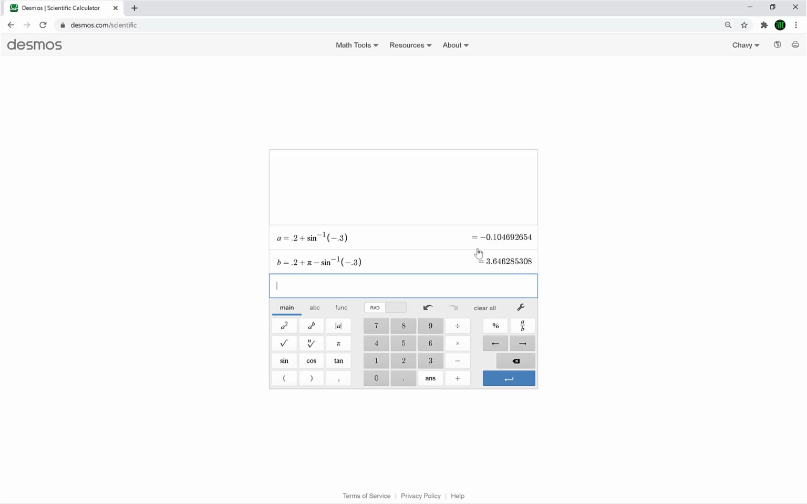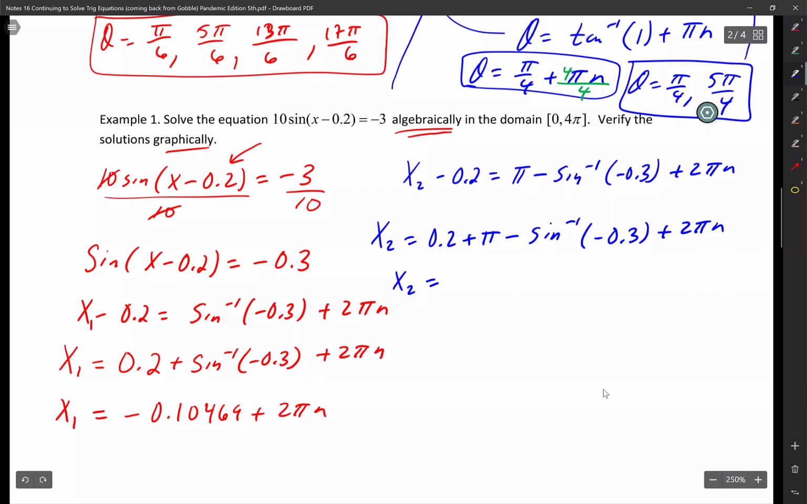All right, let's go back to this guy. So 3.64628. Did I get it right? Plus 2 pi n. So there it is. Those are my general solutions. I want all the answers between 0 and 4 pi. If you don't know what 4 pi is, just type 4 times pi, and I think it's 12.566.